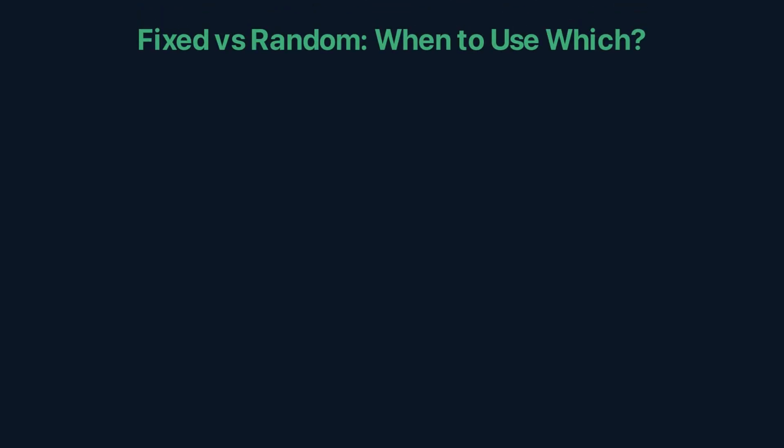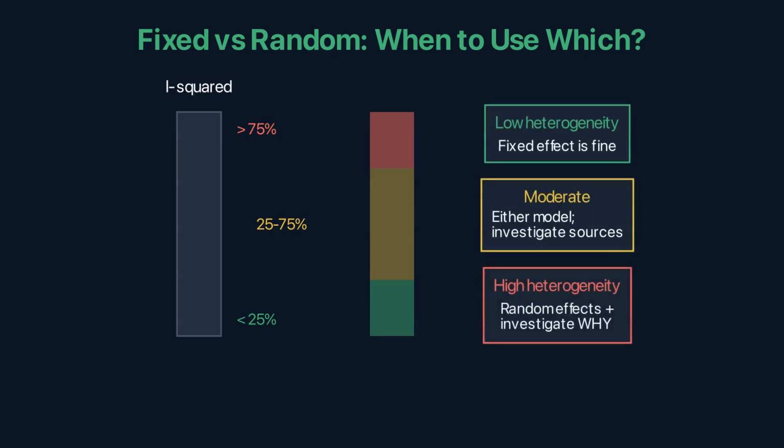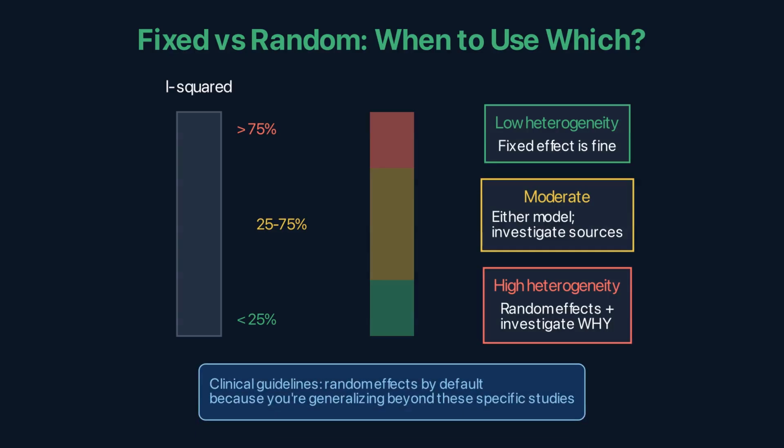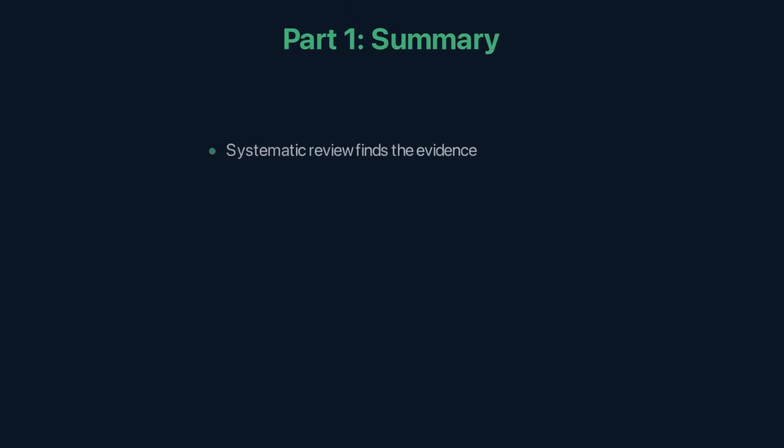When studies agree, low heterogeneity, fixed and random effects give similar results. When studies disagree, high heterogeneity, random effects produces wider confidence intervals reflecting the true uncertainty. I squared below 25% suggests low heterogeneity, fixed effect is reasonable. Above 75% suggests substantial heterogeneity. Use random effects and investigate why studies differ. Clinical practice guidelines typically use random effects by default because the goal is to generalize beyond the specific studies in the analysis.